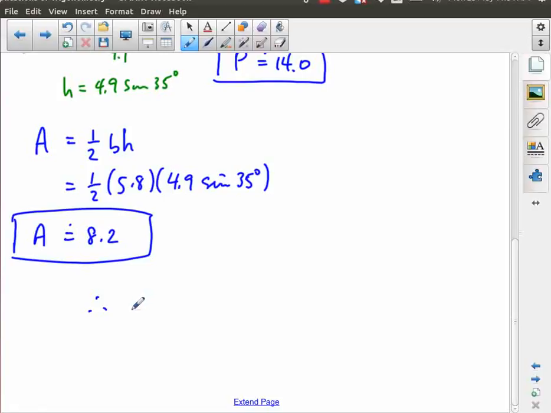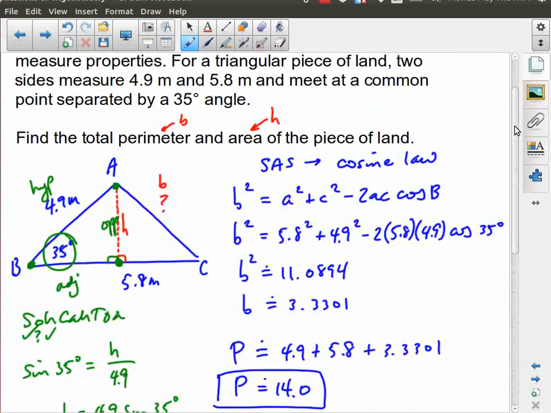So therefore, perimeter is 14.0, and what are our units? Meters.